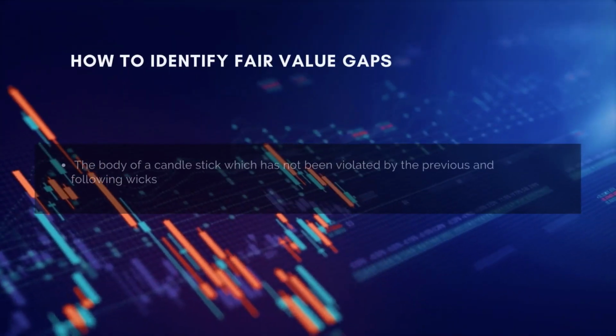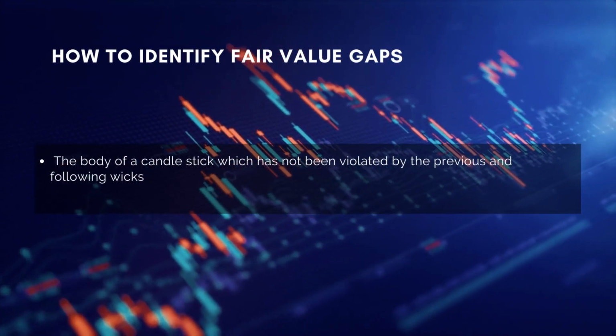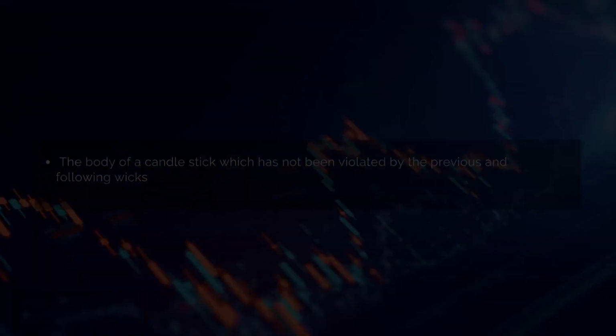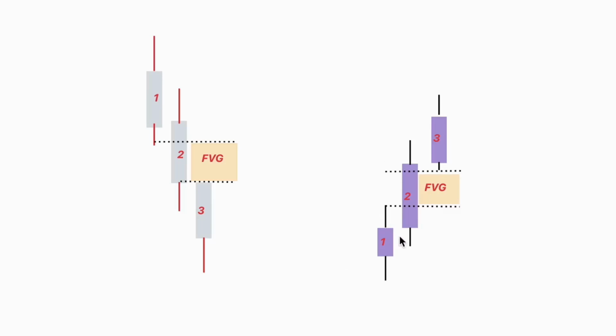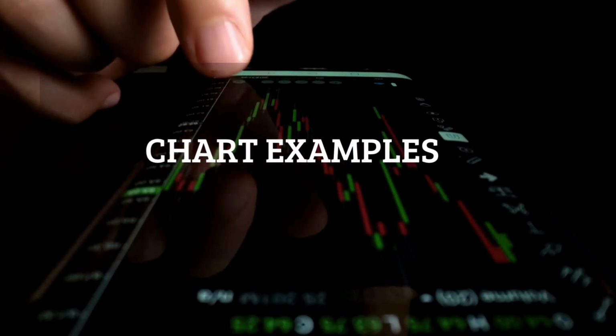How to identify an imbalance? So basically, an imbalance is formed when the body of a candlestick has not been violated by the previous and following wicks. Imbalances are created by a three-candle formation pattern, where a gap, candle 2, is made between the wicks of candle 1 and 3. So let's move on now to a chart example to clear things for you.